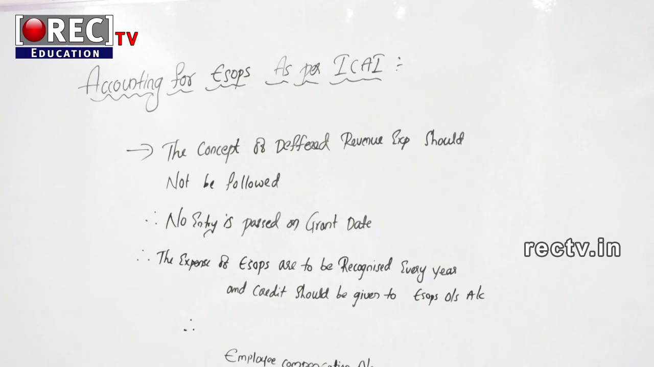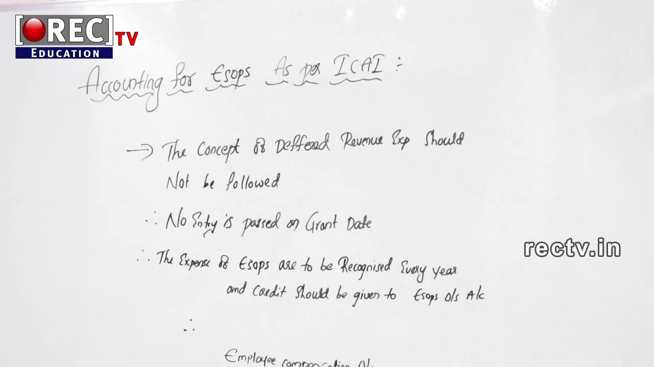Accounting for ESOPs as per ICAI guidelines. Till now we have seen as per SEBI guidelines. Let us see as per ICAI guidelines. Here in this concept, the deferred revenue expenditure should not be followed. As we are not following deferred revenue expenditure concept, there will be no entry on grant date. So no entry is passed on the grant date.